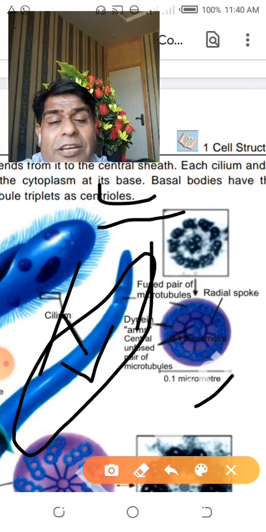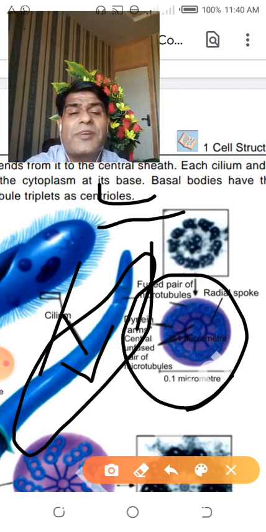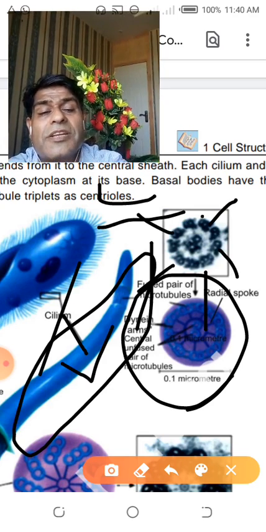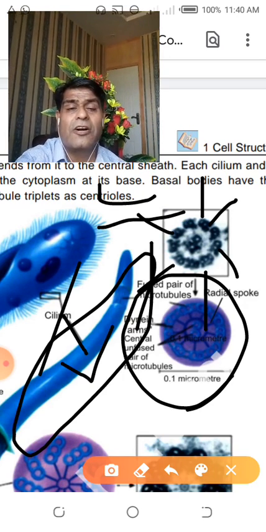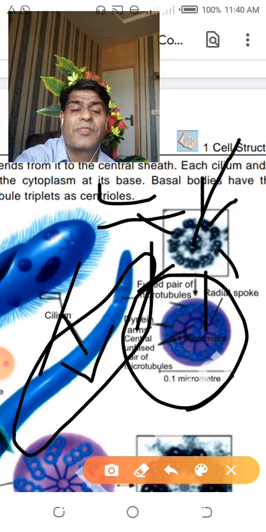It is a circular structure. How many fibers are there? 9. 9 are peripheral. 1, 2, 3, 4, you can count this one. 1, 2, 3, 4, 5, 6, 7, 8, 9. 9 fibrils are there. How many in the center? 2 in the center.